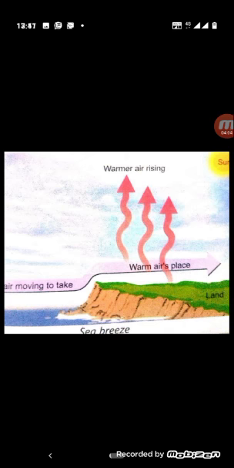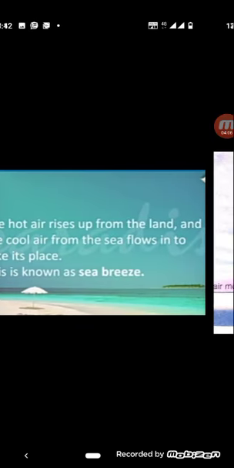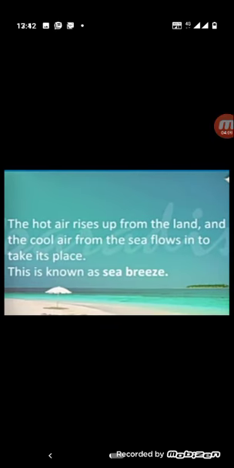Thus, the cool air from the sea blows towards the land during daytime, and this is called sea breeze. Or in other words, you can define sea breeze like this: the hot air rises up from the land and the cool air from the sea flows in to take its place. This is known as sea breeze.